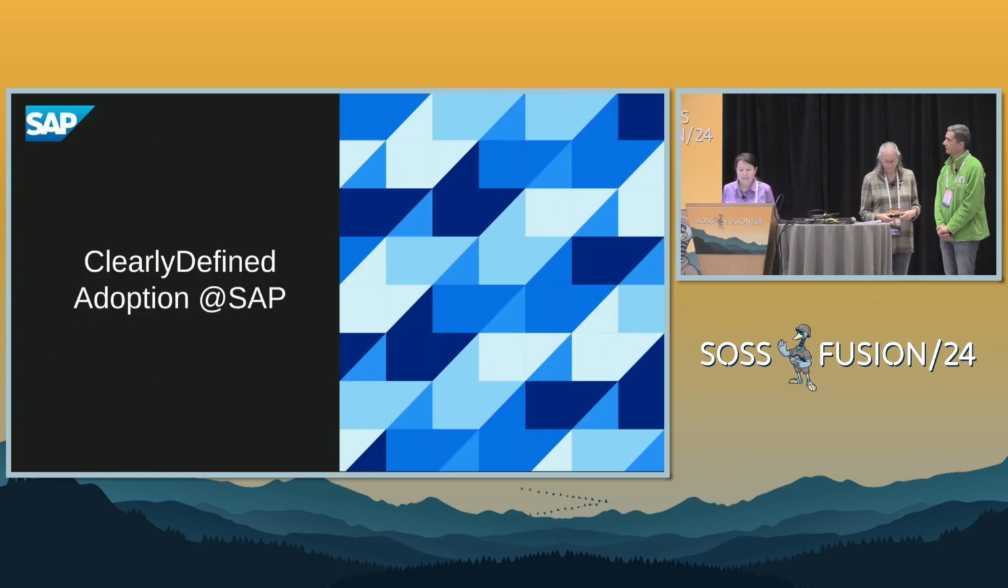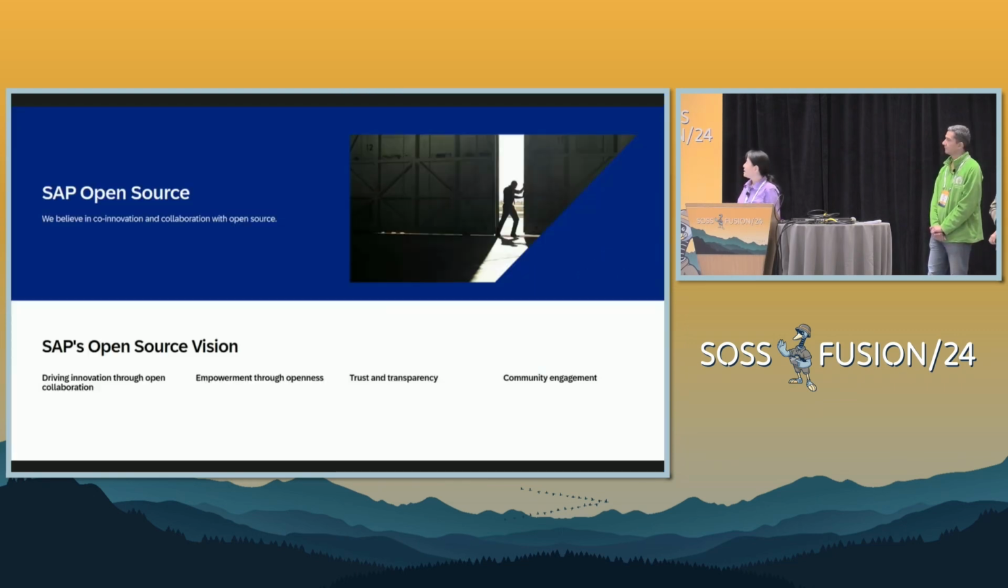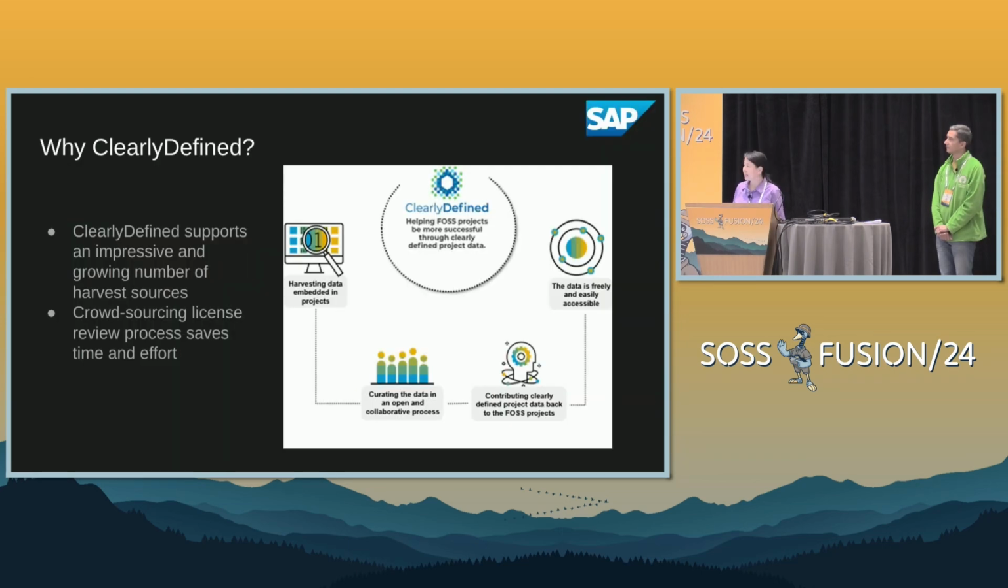Hello, my name is Qing. I'm going to talk about the adoption of Clearly Defined at SAP. At SAP, we believe in co-innovation and collaboration with open source. We're committed to contributing to open source with integrity. At SAP, we take great care in understanding the composition and potential risks of open source projects that we might use. Use Dan's analogy this morning, we want to make sure our swimming pool is clean.